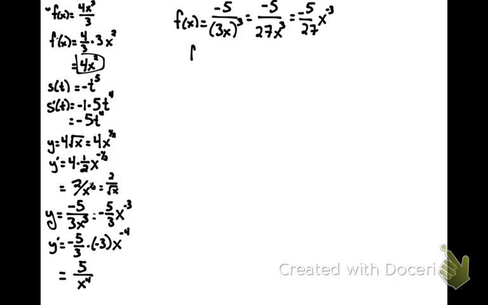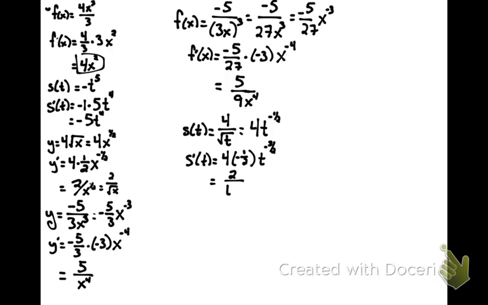This means that f prime of x must equal the constant, in this case negative 5 over 27, times the exponent, negative 3, times x to the negative 4, because I'm decreasing the exponent by 1. When I simplify to clean this up, I'll end up with 5/9 times x to the negative 4, or 5 over 9x to the 4th.